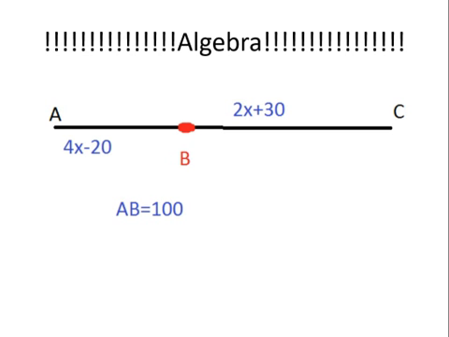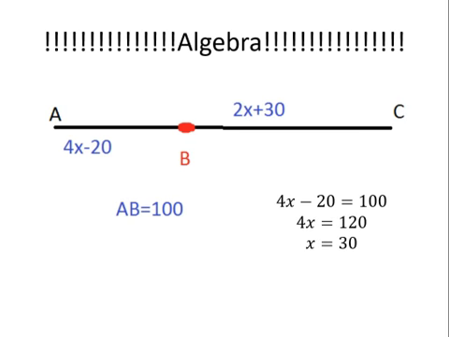Now, when you find the value of x, the easiest way to do this is to set it up and go 4x minus 20 is equal to 100, because we know segment AB is 100. Then you go through your algebra skills and solve it. Move that 20 over and then divide by 4, getting you x is equal to 30.